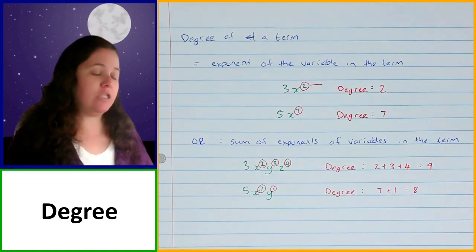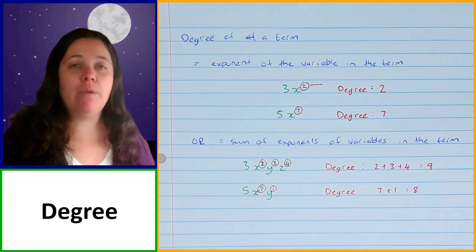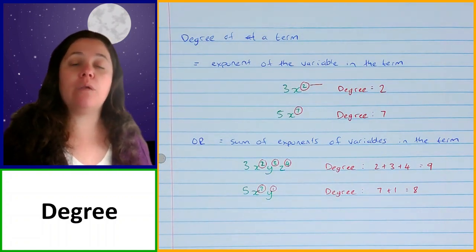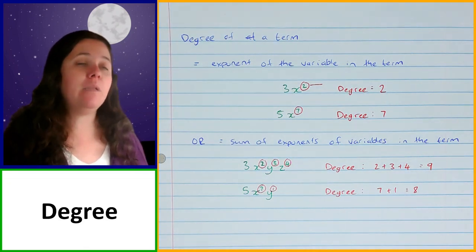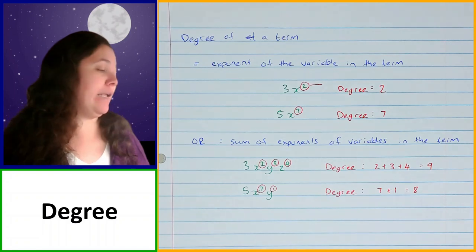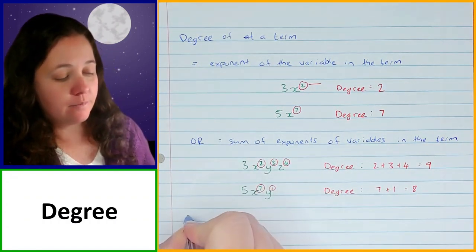Okay, so to find the degree of a term, we take the exponents of the variables in that term and we add them up. If there's only one variable, we just need to take the exponent of that variable. But if there's more than one variable, then we need to add their exponents. And that will give us the degree of the term. Then we can also find the degree of a polynomial or an expression.